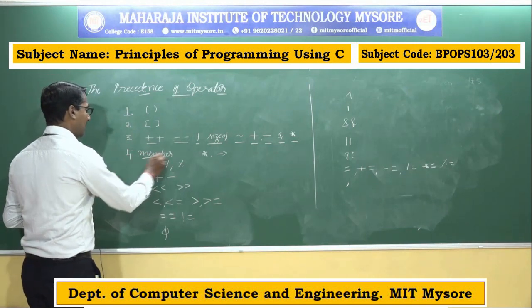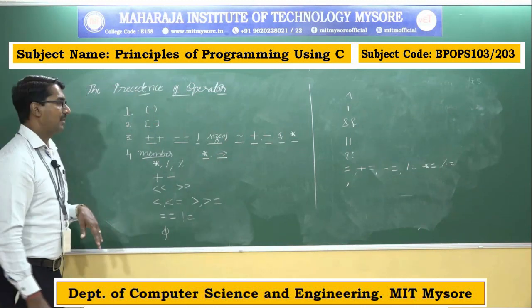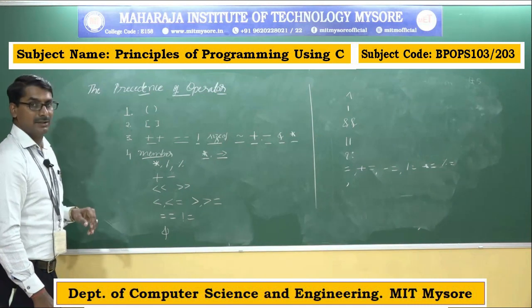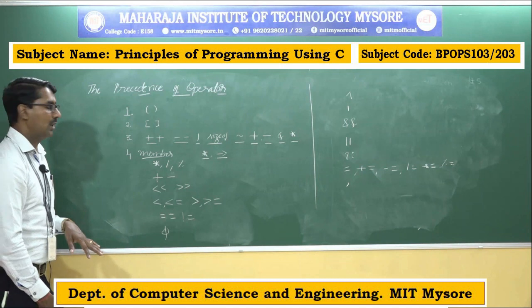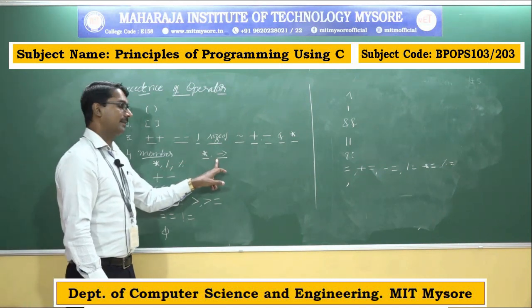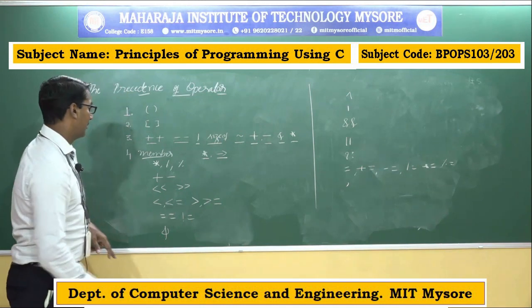The next preference is for the member operators. The member operators are the star and the arrow operator. We use these operators with pointers. For pointer manipulation and pointer operations, we use the star operator and the arrow operator. The arrow operator is the structure member operator, so we use this operator with structure members.